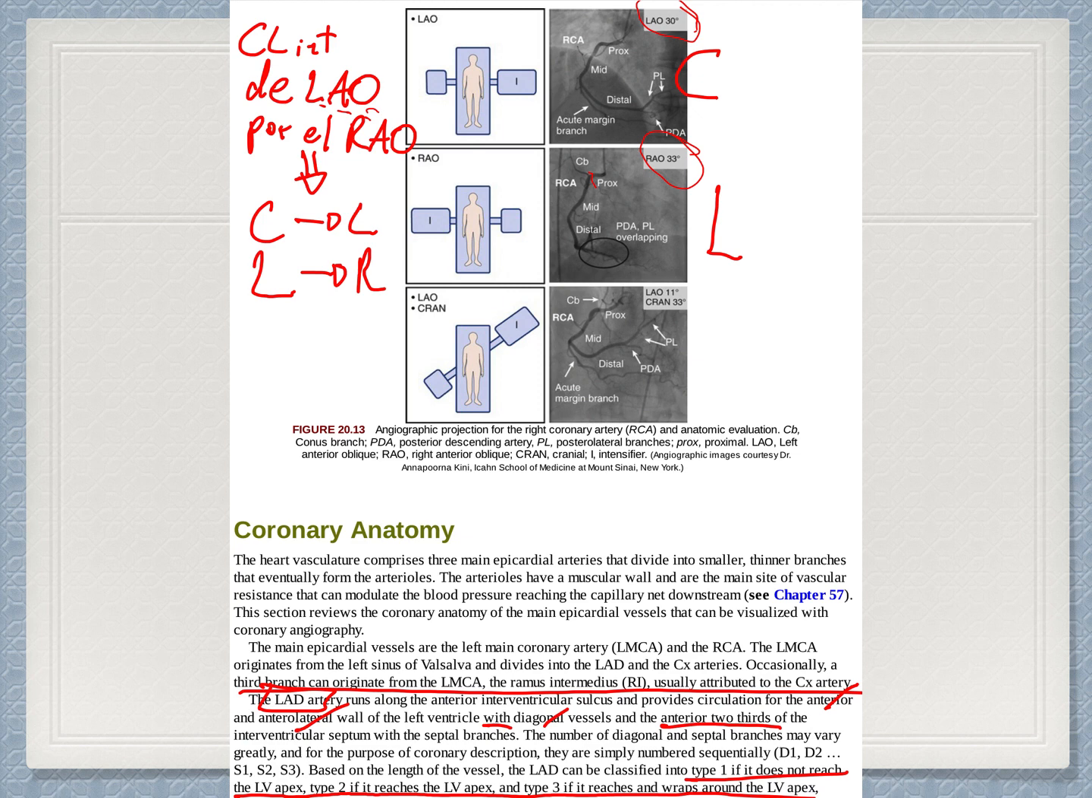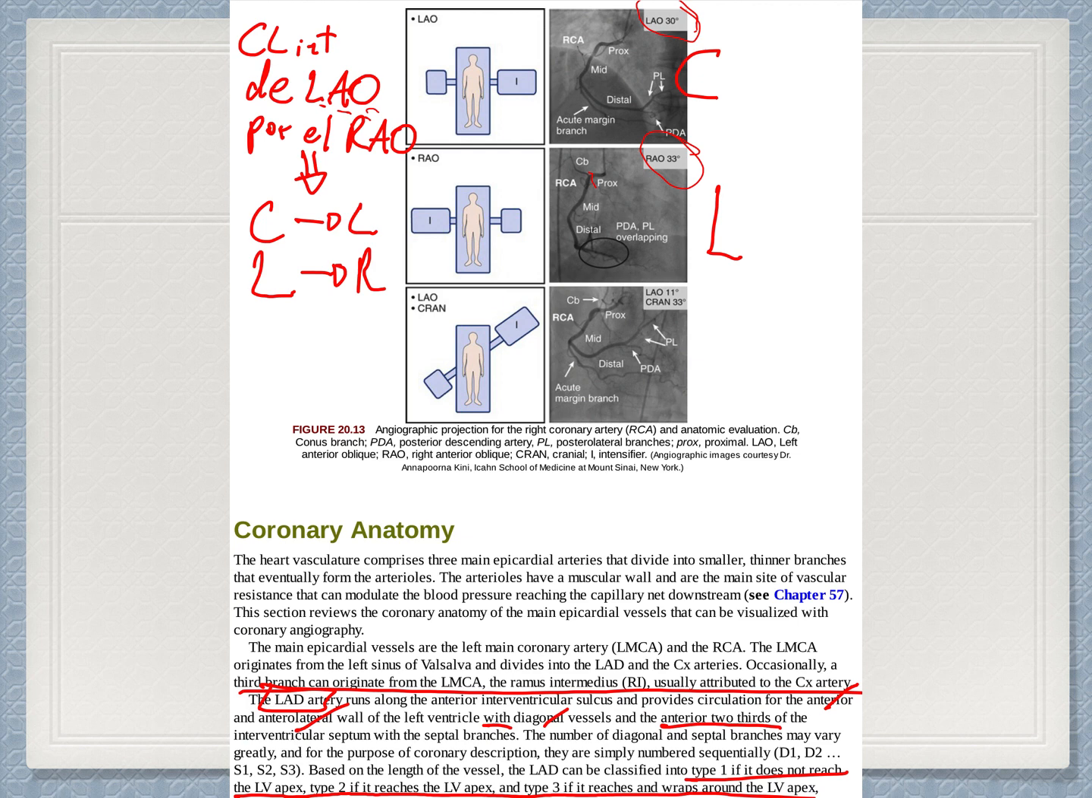In LAO, it looks like a C, pretty clear, either cranial or caudal, while in the RAO, the right coronary looks like an L, or at least not like a C. Its curves look more acutely angled. So C with an L, and L with an R.